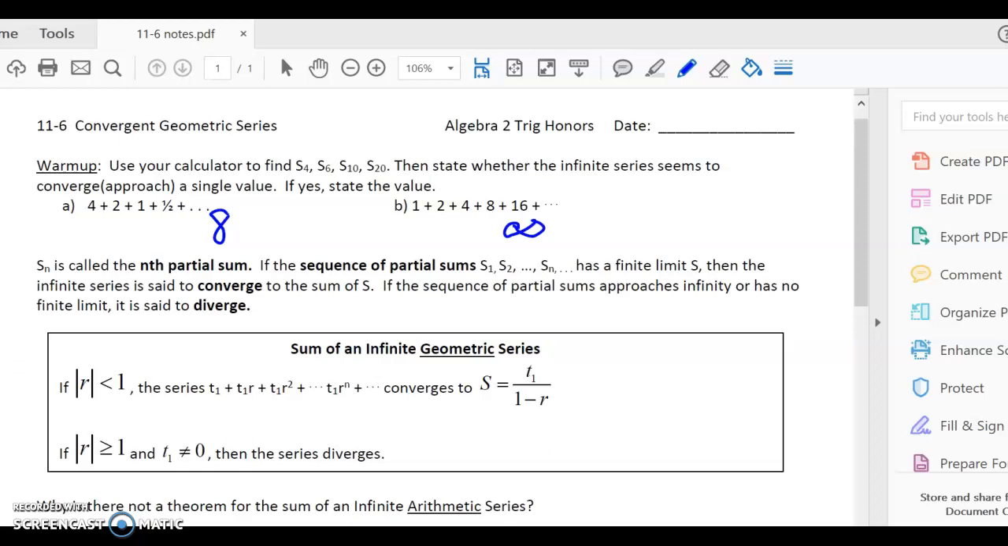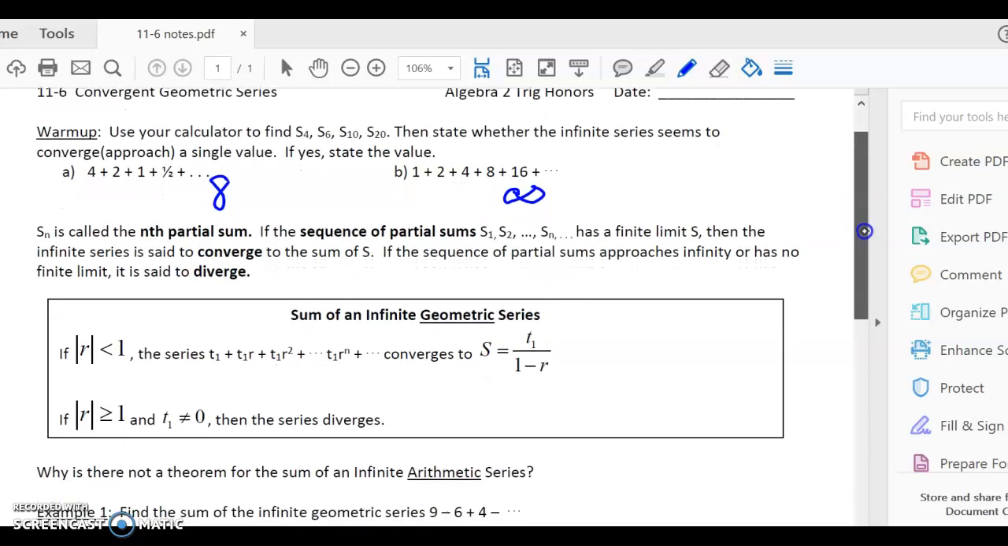So S sub n is called the nth partial sum. If the sequence of the partial sums S1, S2, all the way to Sn has a finite limit S, then the infinite series is said to converge to the sum of S. So in warm-up A, it converged to 8. If the sequence of partial sums approaches infinity or has no finite limit, then it's said to be divergent or diverge. So warm-up B, we would say it diverges.